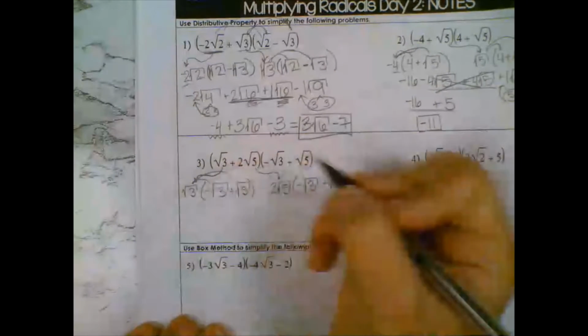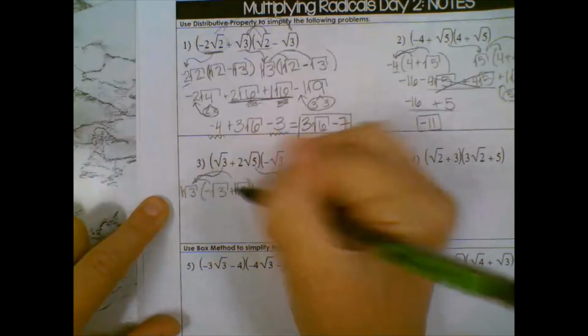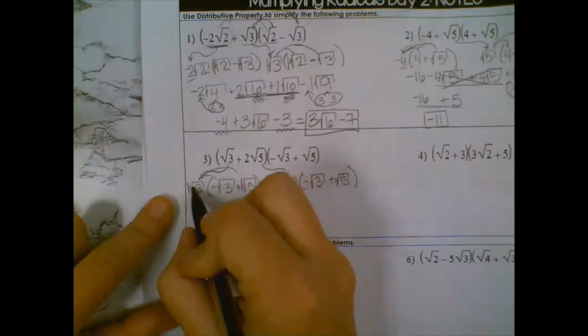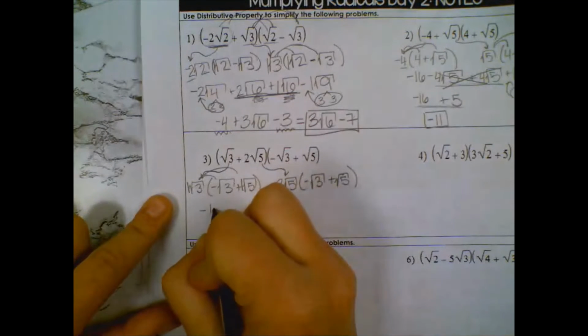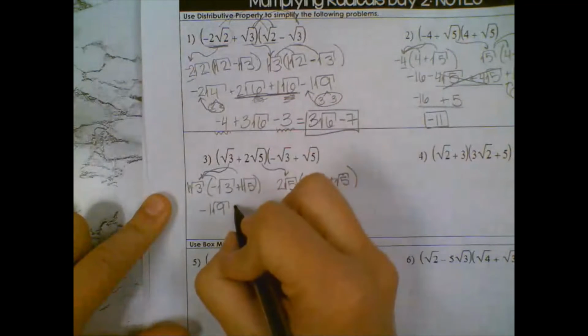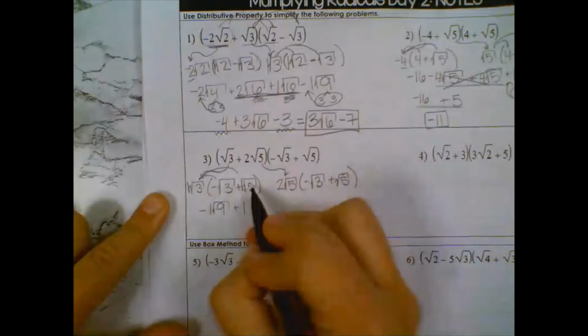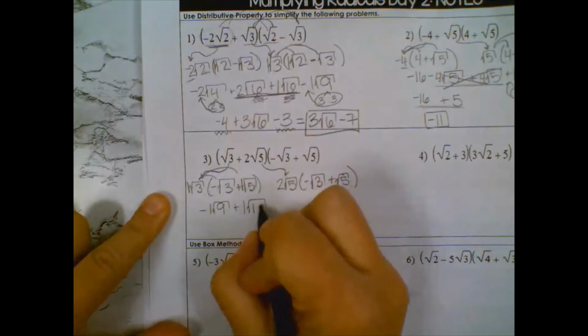So I distribute the first. Outside, remember, if you don't see it, it's a 1. So if you like to pencil that in, you can. 1 times negative 1 is negative 1, and we get root 9, the 3 times 3. 1 times 1 is 1, and then 3 times 5 is going to give me a root 15.